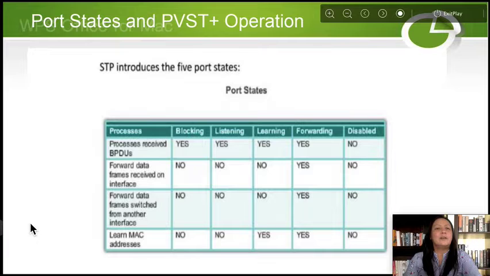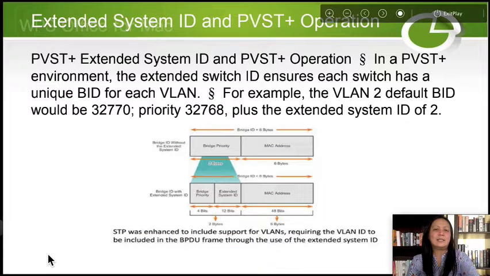Now the port states and RSTP operation. So this is the port states, the processes: blocking, listening, learning, forwarding, and disabled. Extended system ID and PVST+ operation. In this environment, the extended system ID ensures each switch has a unique BID for each VLAN. So this is the example for the VLAN.